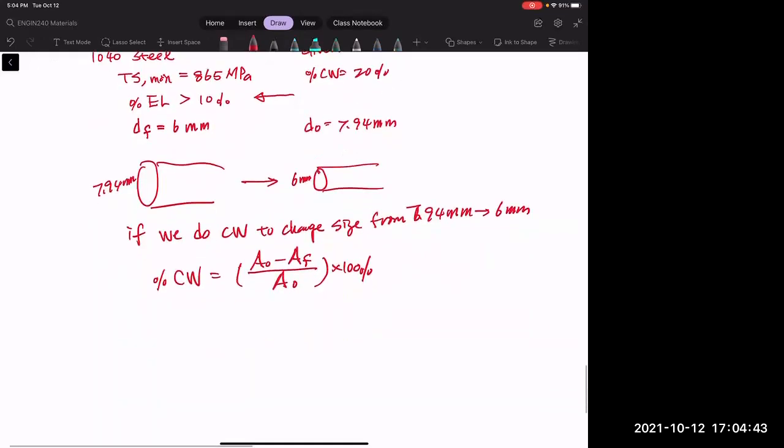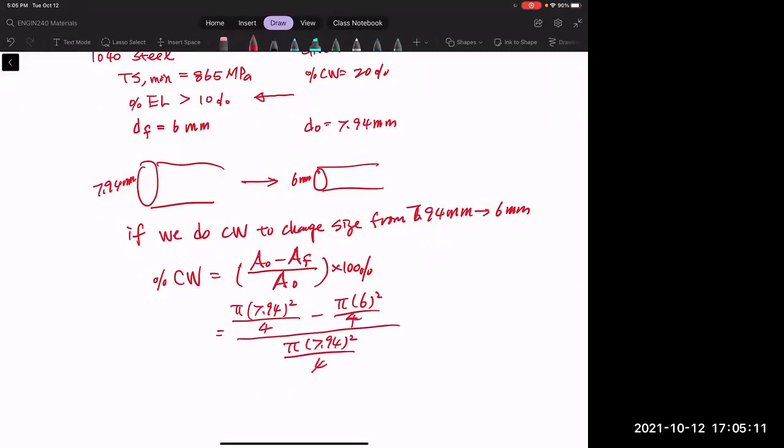And what is my A0? A0, you start with 7.94. So it's 7.94, the diameter squared times pi divided by 4. That is the area of the initial. My final is going to be 6 squared divided by 4 again here. And my initial again is going to be pi 7.94 squared divided by 4. And you multiply with 100%.